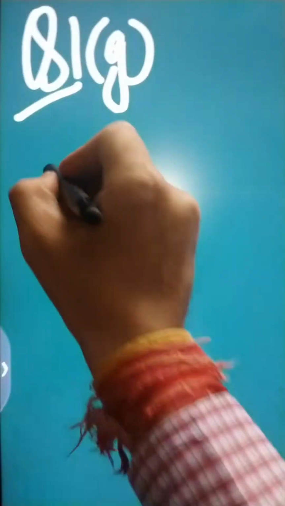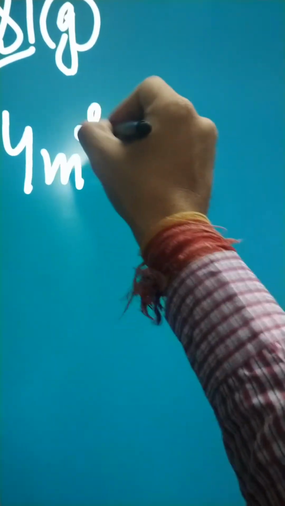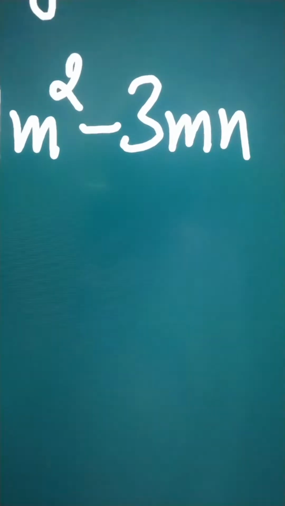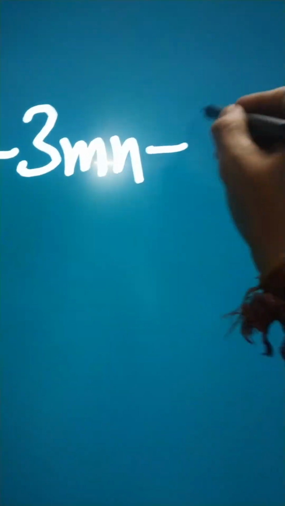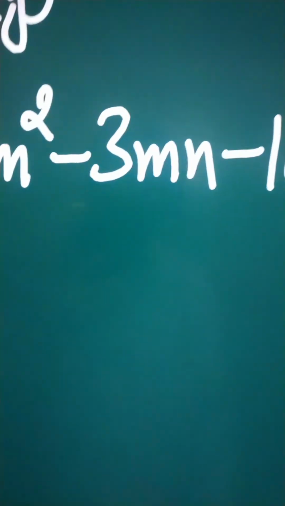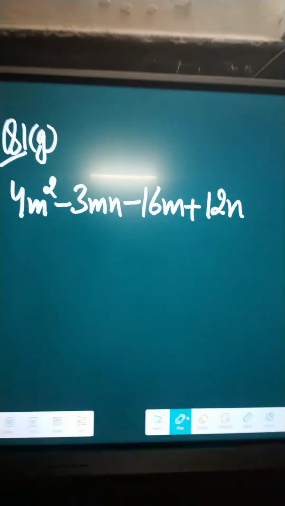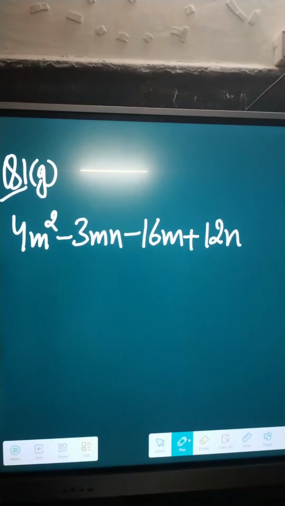Question number 1, G part: 4m square minus 3mn minus 16m plus 12n. So 4m square minus 3mn.